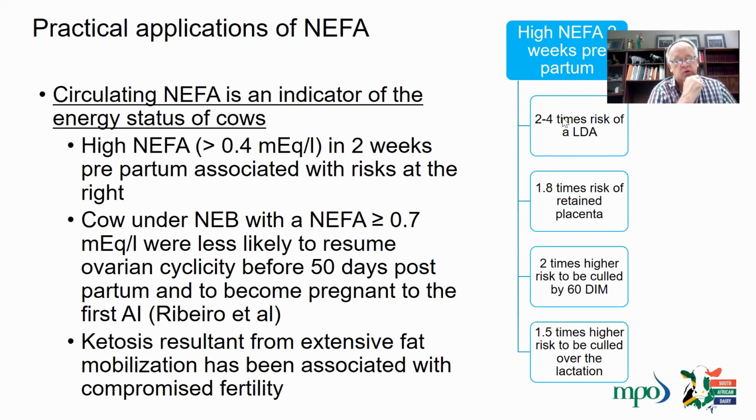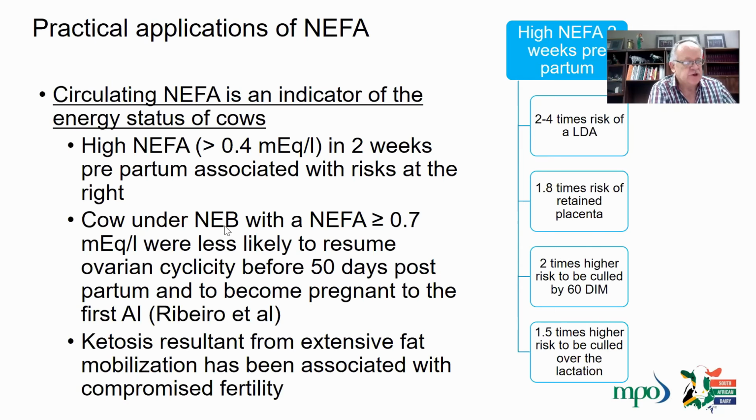So if we do have a problem, even prepartum, there's a 2 to 4 times higher risk of left displaced abomasum and retained placenta, a higher risk to be culled by 60 days in milk, and a 1.5 times higher risk to be culled over the lactation. So things already start going wrong there during the dry period. Then cows with a negative energy balance and a NEFA of more than 0.7 were less likely to resume ovarian cycling, it will just not cycle before 50 days postpartum.